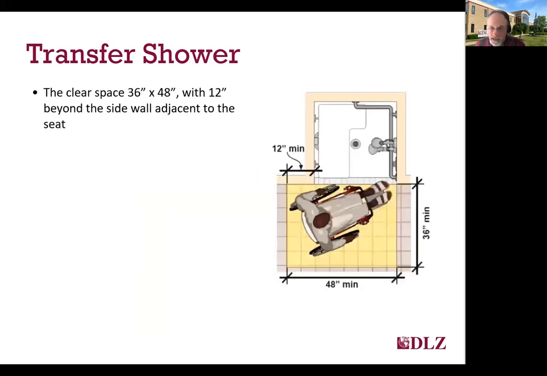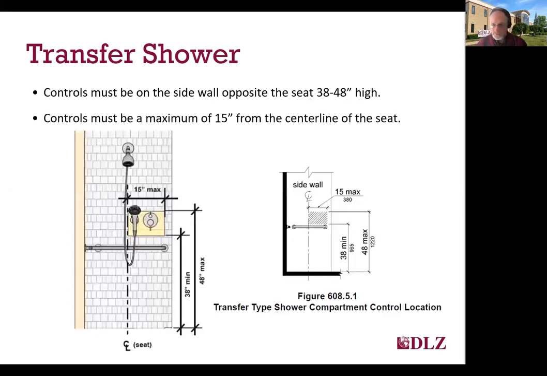The clear space outside of the transfer shower is required to be a minimum of 36 inches deep and 48 inches wide, with 12 inches of that width extending beyond the seat wall, as I discussed previously, as an option, but not a requirement for a standard roll-in shower with the seat. This, again, assists with aligning the wheelchair to the front of the seat for that transfer. Controls for transfer showers must be on the sidewall opposite the seat and located within the area 15 inches toward the entry from the center line of the seat, between 38 and 48 inches high.